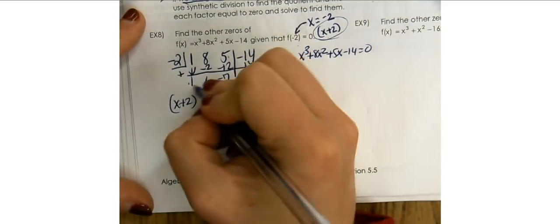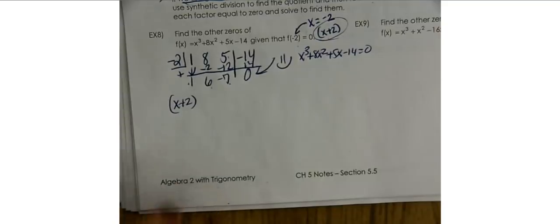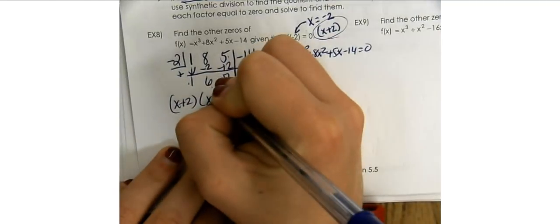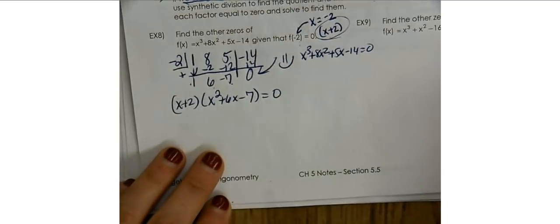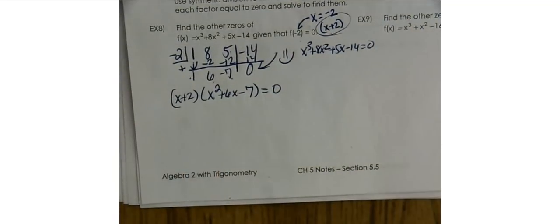So we're solving the equation x cubed plus 8x squared plus 5x minus 14 equals 0. That's the equation that we're solving. We already know what one of our factors is. That is x plus 2. And now we have just factored it even further, and now we have an x squared plus 6x minus 7 equals 0. So before we even continue going, we need to factor this quadratic even further.